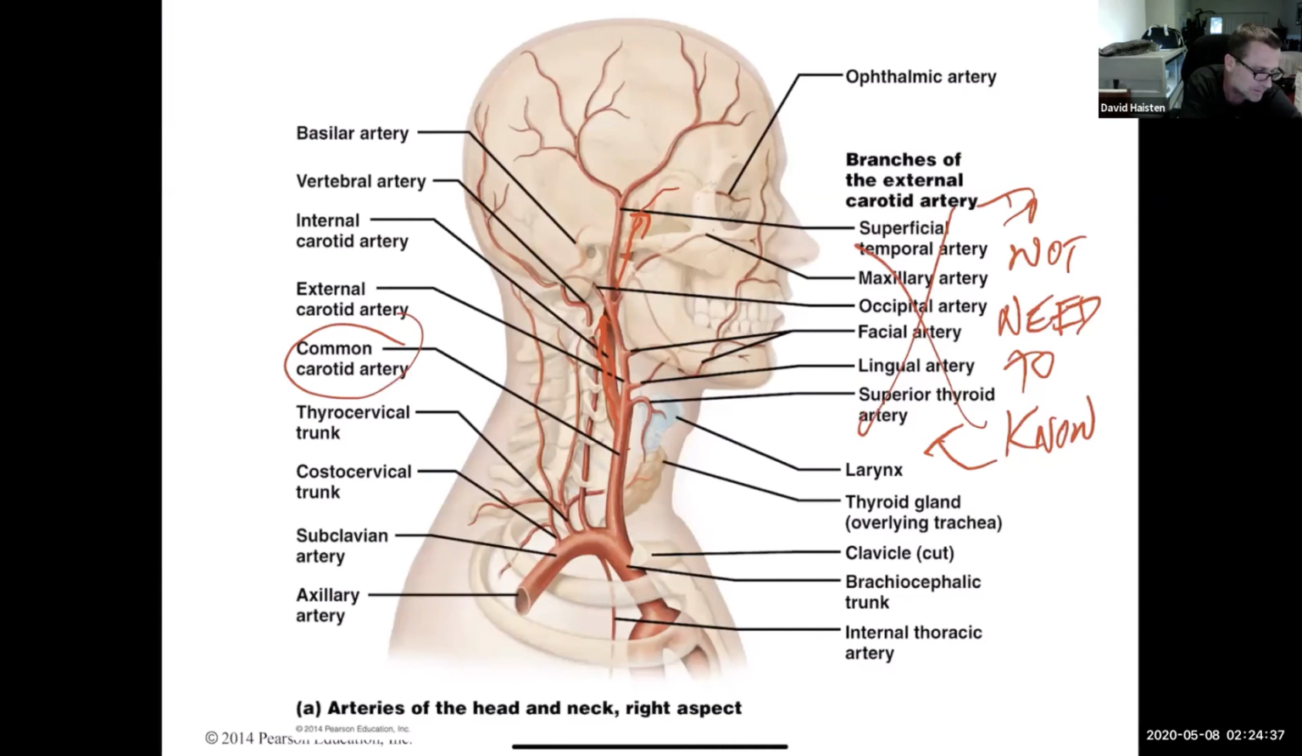Okay. Now let's see. Here we're coming off the subclavian. Right here, we have the vertebral artery splitting off the subclavian. And there we go, vertebral artery moving through the transverse foramina.